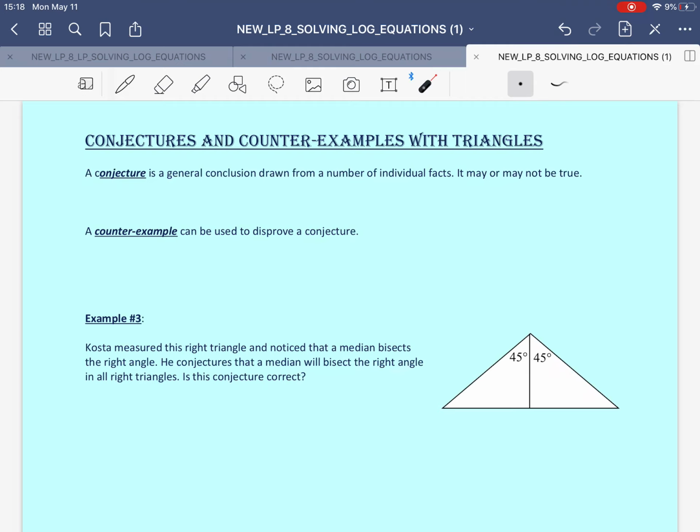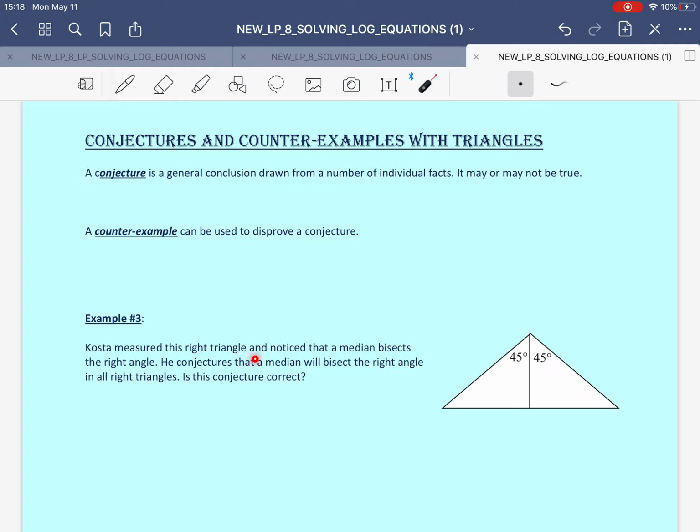So what is a conjecture? Well, first of all, it's a fancy word, but it means nothing but a conclusion. It's a conclusion that is drawn from a number of individual facts when it comes to solving math problems. Now, this conclusion may or may not be true. So in order to prove whether the conclusion that we are drawing based on what we see is true or not, we often build counterexamples. Counterexamples are used to disprove a conjecture. I'd rather explain both these terms to you through an example.